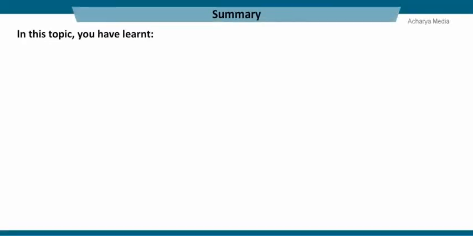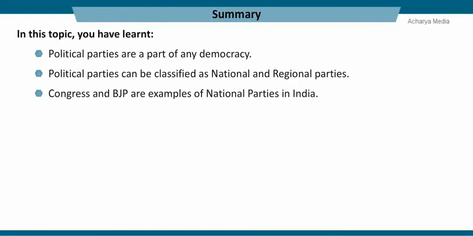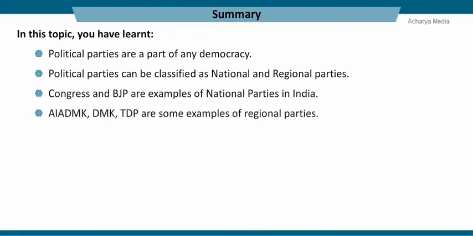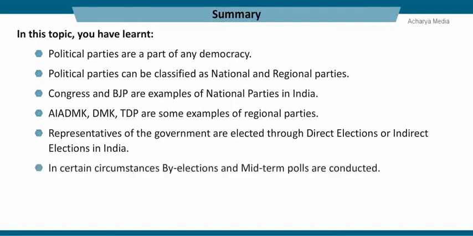In this topic, you have learnt that political parties are a part of any democracy. Political parties can be classified as national and regional parties. Congress and BJP are examples of national parties in India. AIADMK, DMK and TDP are some examples of regional parties. Representatives of the government are elected through direct elections or indirect elections in India. In certain circumstances, by-elections and midterm polls are conducted.